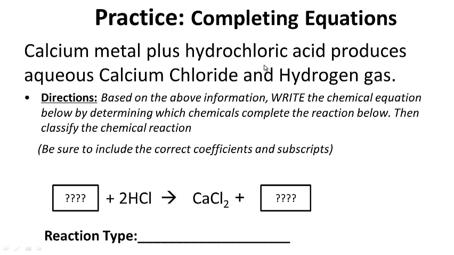So calcium metal plus hydrochloric acid, HCl, produces aqueous calcium chloride and hydrogen gas. Calcium metal, a single element, will produce hydrogen gas, H2, a diatomic molecule, and make sure it's balanced here. We have 1 calcium, 2 hydrogen, 2 chlorine and 2 chlorine. So we're good. Now determine what kind of reaction it is. It looks like calcium here is kicking out hydrogen and replacing it to make calcium chloride. So I would call it a single replacement.